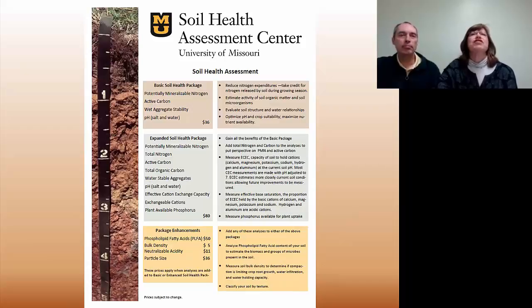So you can see we do potentially mineralizable nitrogen, total nitrogen, active carbon, total organic carbon, water-stable aggregates, pH, salt and water, effective cation exchange capacity, exchangeable cations, and plant-available phosphorus. In addition, bulk density, phospholipid fatty acids is the analysis we use for our most extensive microbial analysis. We also do neutralizable acidity, particle size, and other analyses that the lab did as a characterization lab that it was before we switched to or added soil health to our analyses.